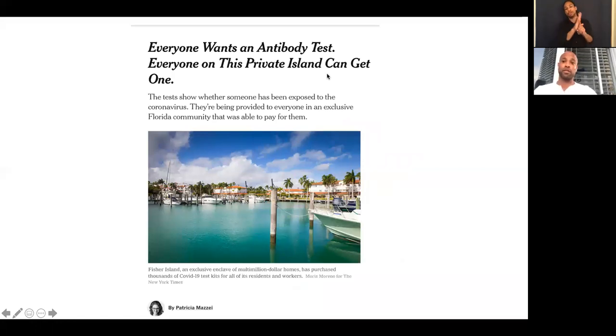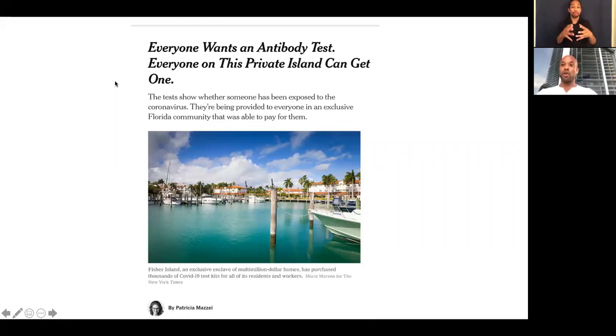So I'm extremely proud to be faculty at the University of Miami. This institution supported me as I was a student advocating to bring syringe services to Florida. However, many of you may have seen this article in the New York Times last week, and it says, everybody wants an antibody test. Everybody on this private island can get one. Unfortunately, our concierge practice on Fisher Island ordered antibody tests for the entire population of people who live there and people who work there. So in the vein of structural issues with race and COVID, I want to let you know that the Black population of Fisher Island is exactly Oprah Winfrey.